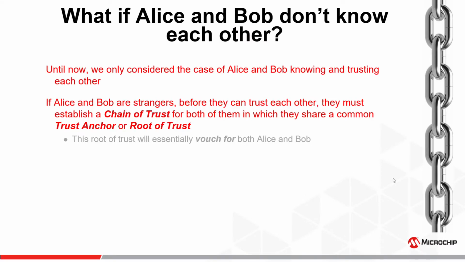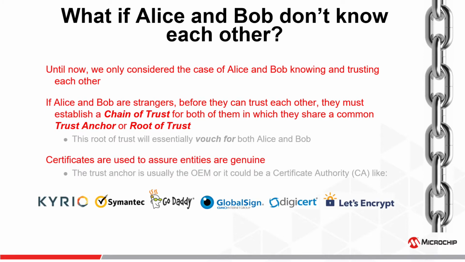What if Alice and Bob don't know each other? Until now, we only considered the case of Alice and Bob knowing and trusting each other. If Alice and Bob are strangers, before they can trust each other, they must establish a chain of trust for both of them in which they share a common trust anchor or root of trust. This root of trust will essentially vouch for Alice to Bob and vouch for Bob to Alice.